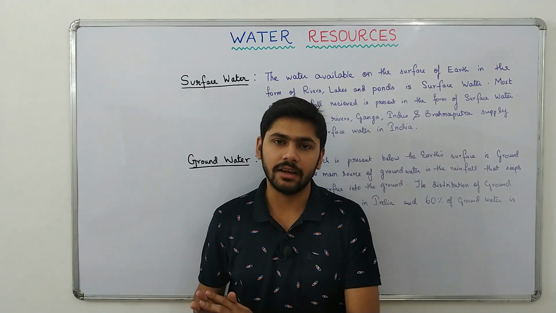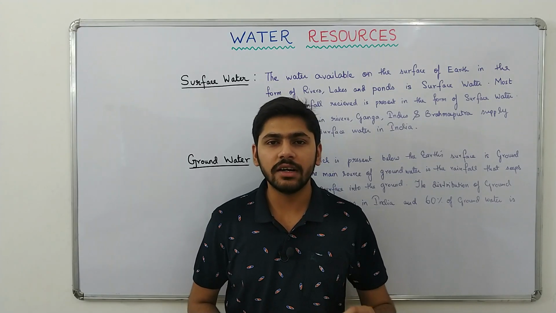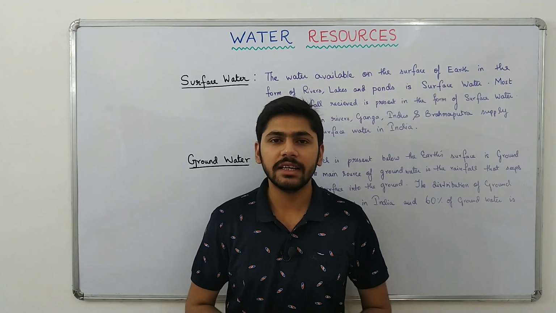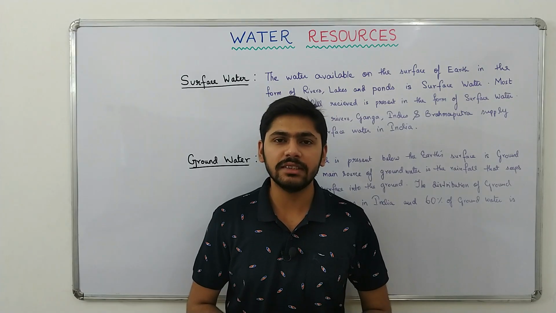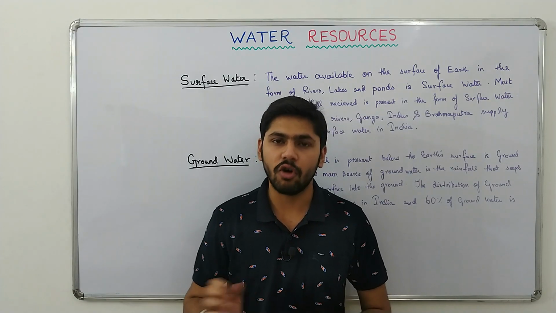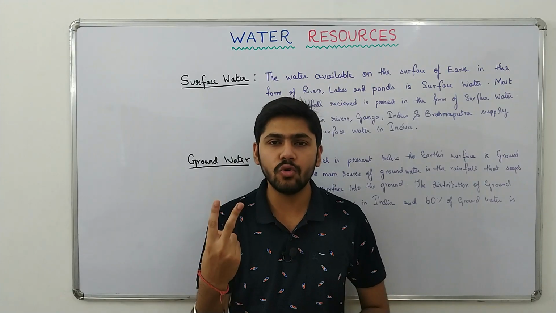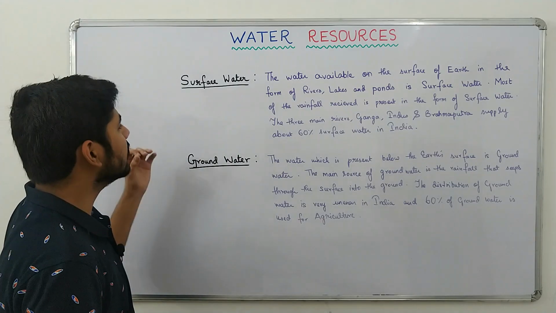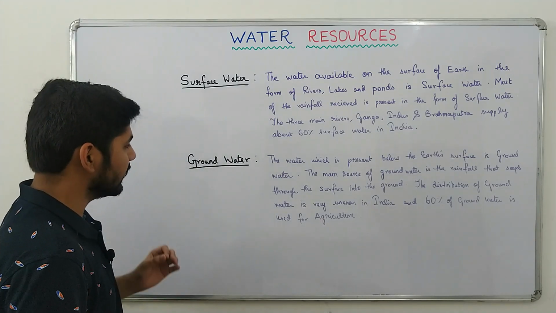Jal hi jeevan hai. We all know that water is the most important thing for life. Now the first thing that we need to study in this particular chapter is sources of water, and there are two most important sources of water, which are surface water and ground water.